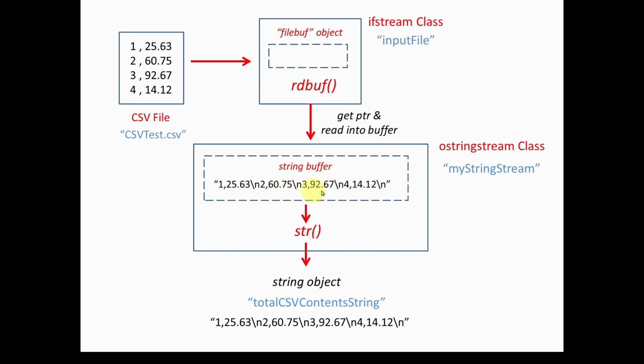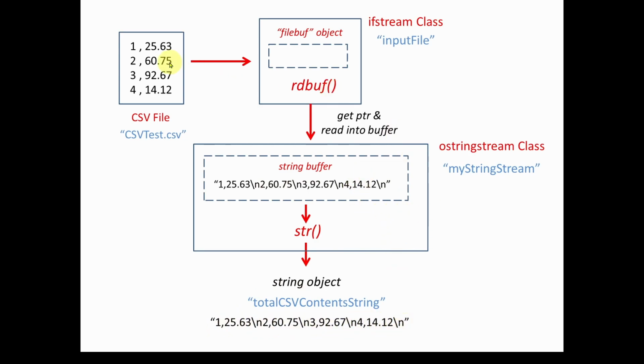Then we have to convert that into a string object that we can start working with. And the my stringstream object has a str or string method that allows us to access this buffer. So it's going to convert to a string object, and I'm going to call it total CSV content string, which is all of the contents in this one long string, and it's going to look like this.